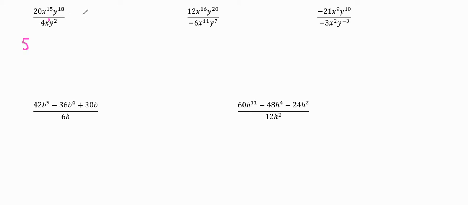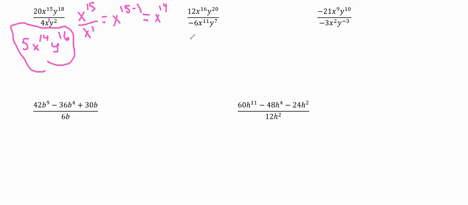So for the x to the 15th divided by x to the 1st, this is the same thing as doing 15 minus 1 for the exponents. There's another video to go over the reason for this. And this will give us x to the 14th. And for the y's, y to the 18th divided by y squared, 18 minus 2 is 16. So this would be our answer.